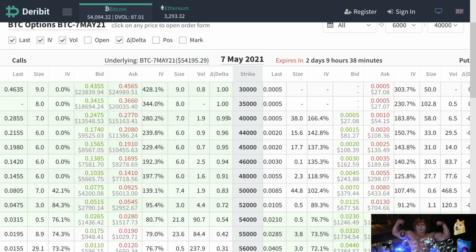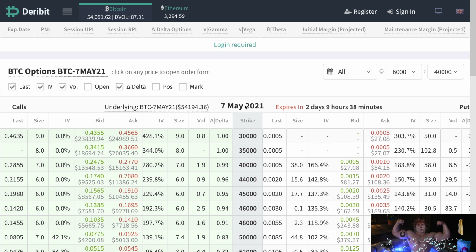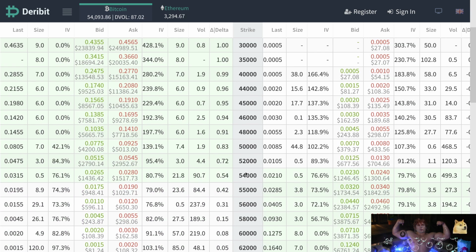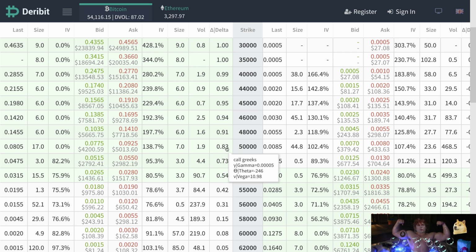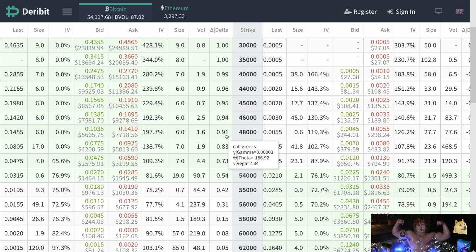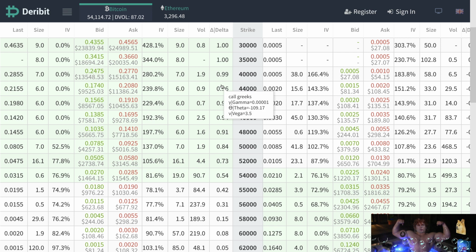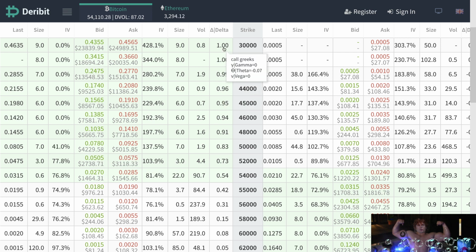This is the 50,000. So we're going back to the 7th of May Deribit options, $50,000 strike. Gamma is basically 0 because the delta is basically 1, close to 1. Remember, the delta can never go above 1. At the highest delta, the options will correlate directly with the price of spot. Once you get deep into the money, the options are basically spot.